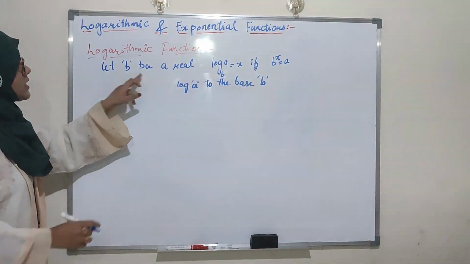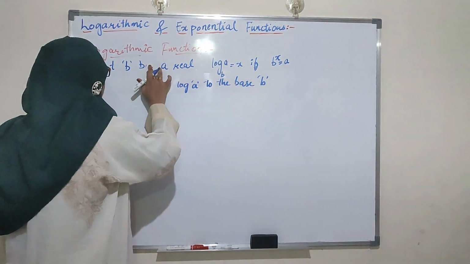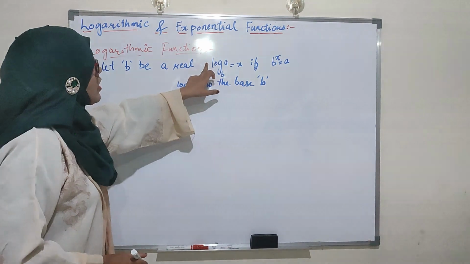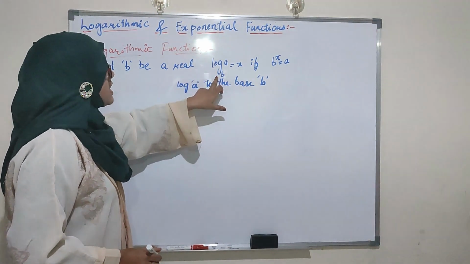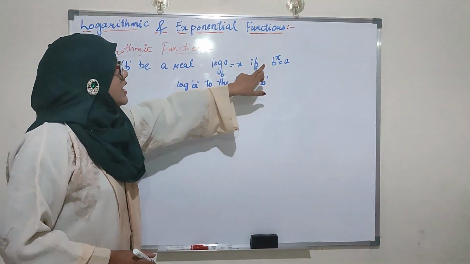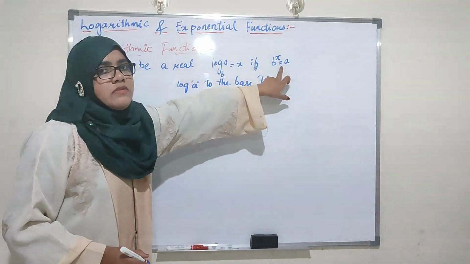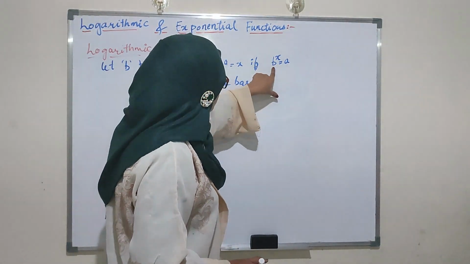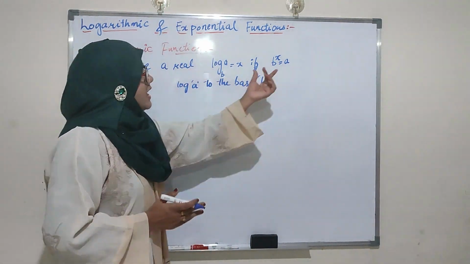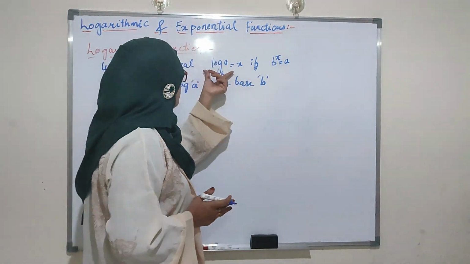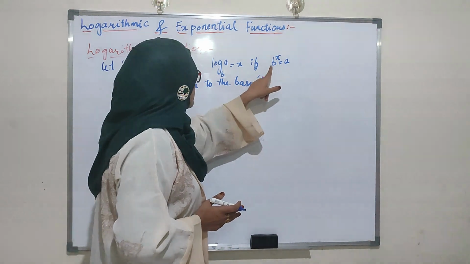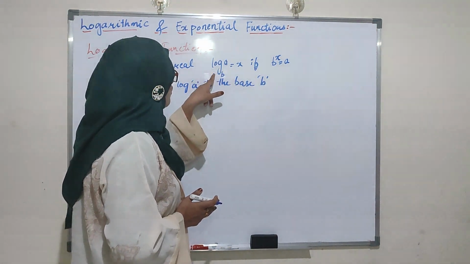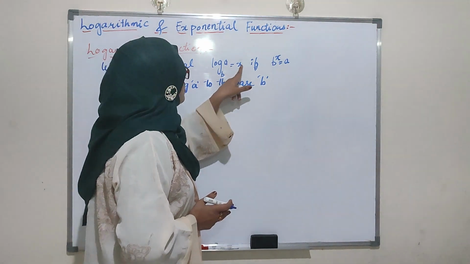So if b is any real number, then we can take log of a to the base b is equal to x if b raised to x is equal to a. If this is given, then we can write the exponential function in terms of the logarithmic function. How? The base is the same as it is. If you are taking the log, the base is the same: log of a to the base b is equal to x.